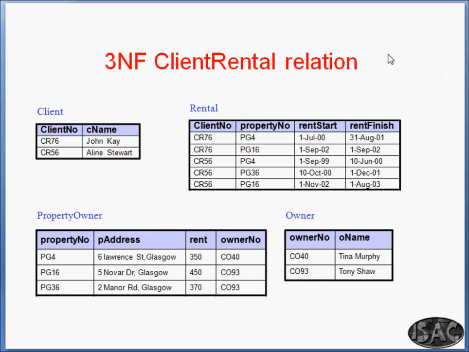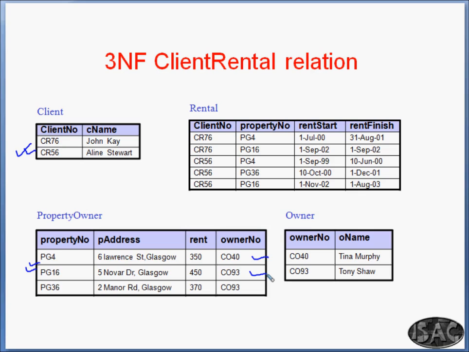I have another example of third normal form. You can see here I have one client table, one owner table, and a property owner table. So there's one owner, with owner number and owner name. Now there are some clients having client number and client name. Now there's one property owner. So for this property, this is the owner, and it puts the rent.